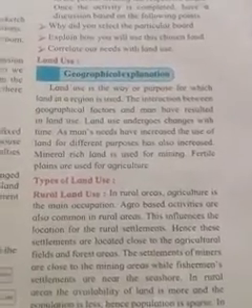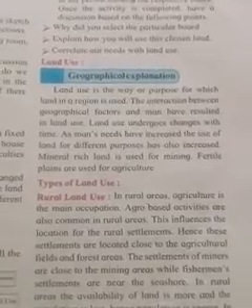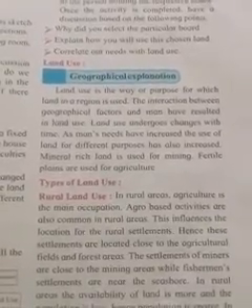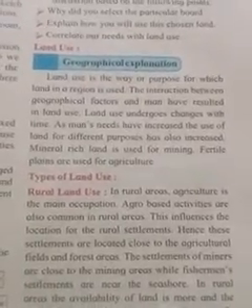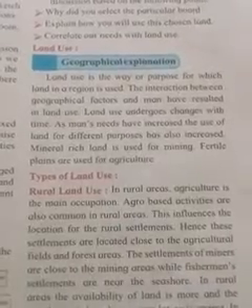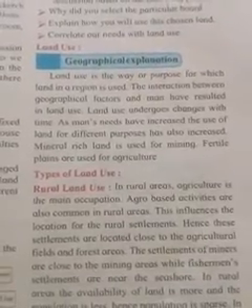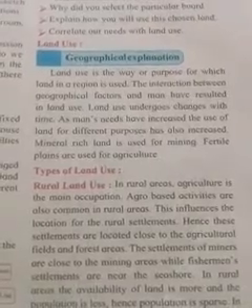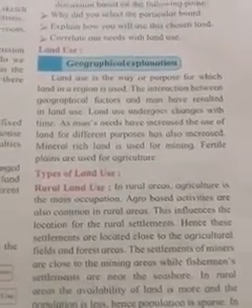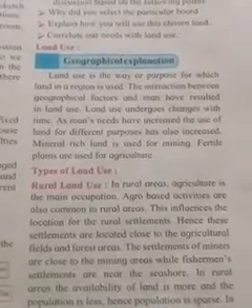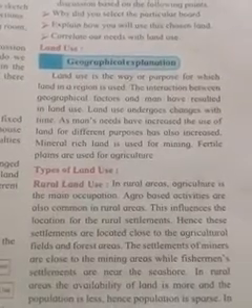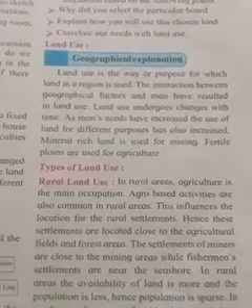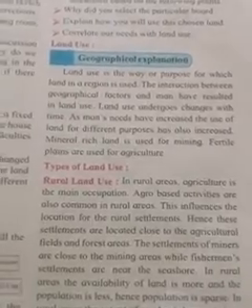That means land use is dependent on the geographical factors, and on how the land in this region is used. Land undergoes change with time. As man's needs have increased, the use of land for different purposes has also increased. Mineral-rich land is used for mining, and fertile land is used for the agriculture field.